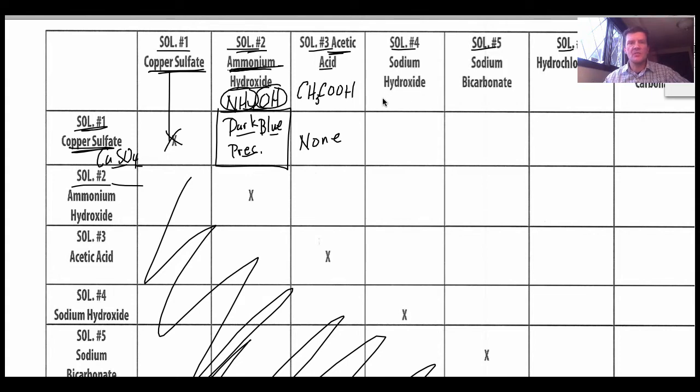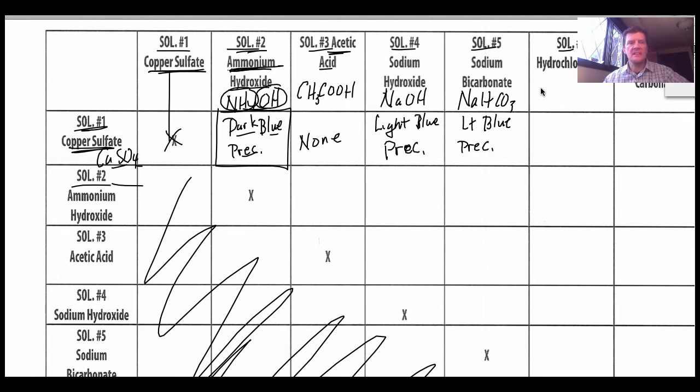Let's go with sodium hydroxide. Sodium hydroxide is NaOH, and with copper sulfate, again you will see a blue precipitate. This one's a little bit lighter, a light blue precipitate. Okay. Here, sodium bicarbonate, the formula for that is NaHCO3. When that combines with copper sulfate, you again will see a light blue precipitate.